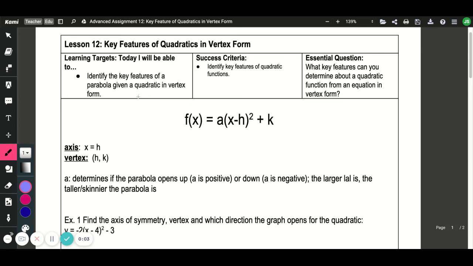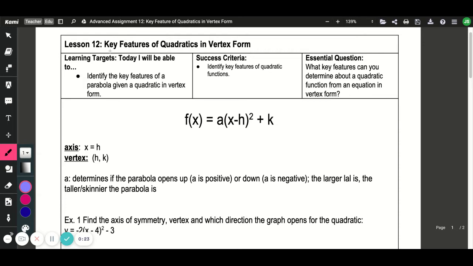Okay, lesson 12, we're working on key features of quadratic equations that are in vertex form. Last week we worked on standard form. This is in vertex form now. So you need to be able to identify key features of a parabola given in vertex form, and then talk about what those key features tell you about a graph.